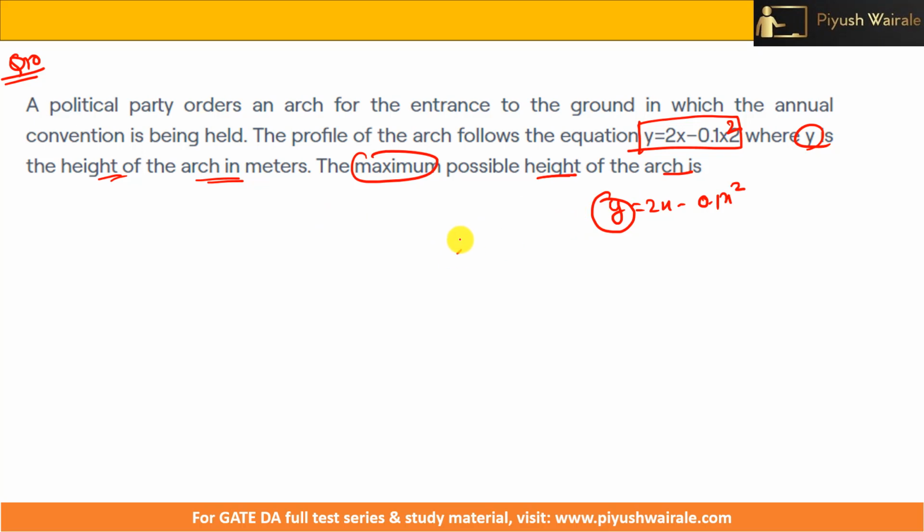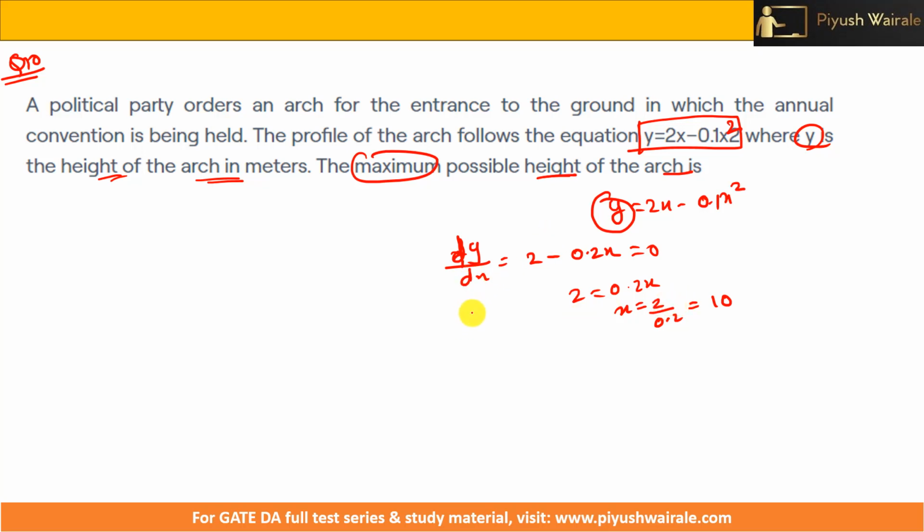Same thing. Differentiate y, that is basically dy by dx. What I will get? 2 minus 0.2x. Just equate it to 0 to find the stationary point. What I will get? 2 equals 0.2x, so x equals 2 divided by 0.2, which is basically 10, right? So x equals 10 is my stationary point.